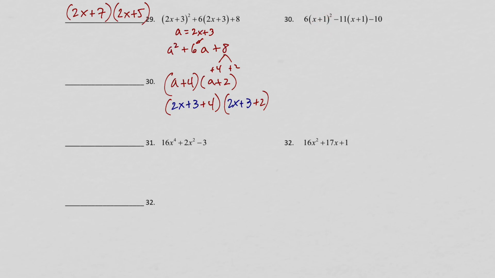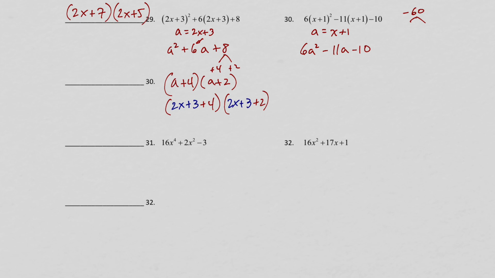Okay, notice again we have a recurring element x plus 1. So I'm going to say something like a is equal to x plus 1. And now what we have is 6a squared minus 11a minus 10. This is a little tougher because I do have a leading coefficient. I have to multiply them together and we get negative 60.